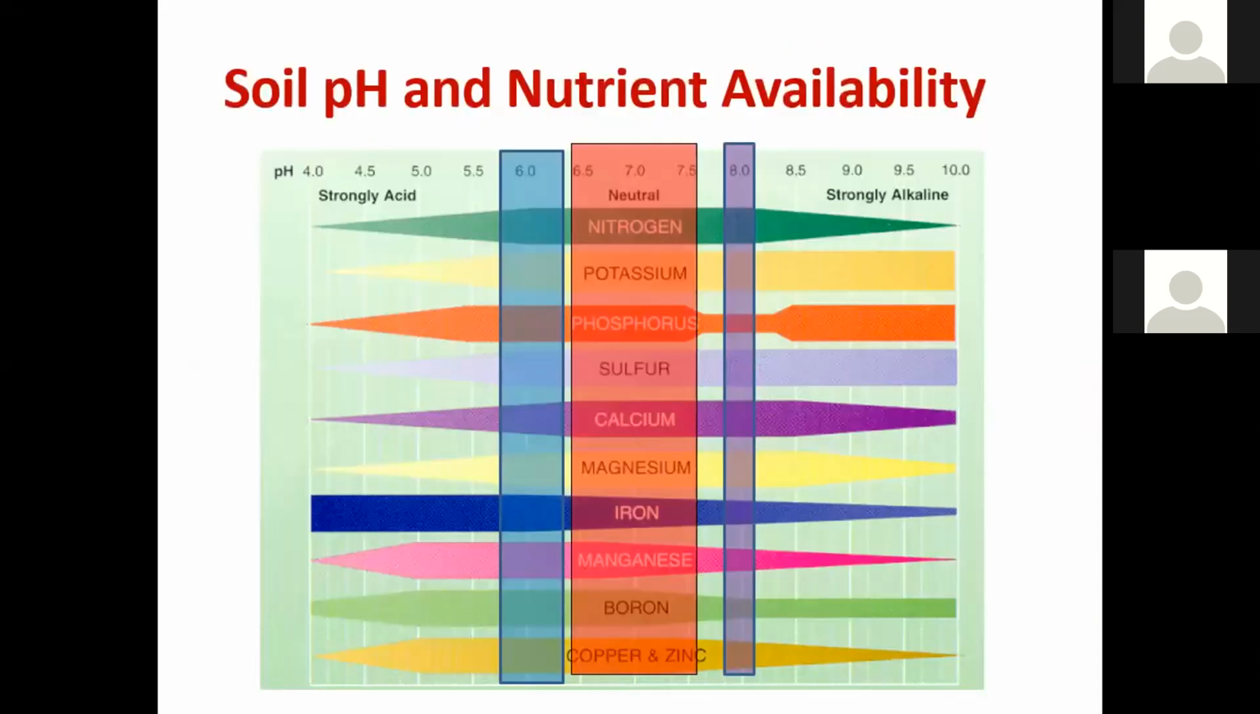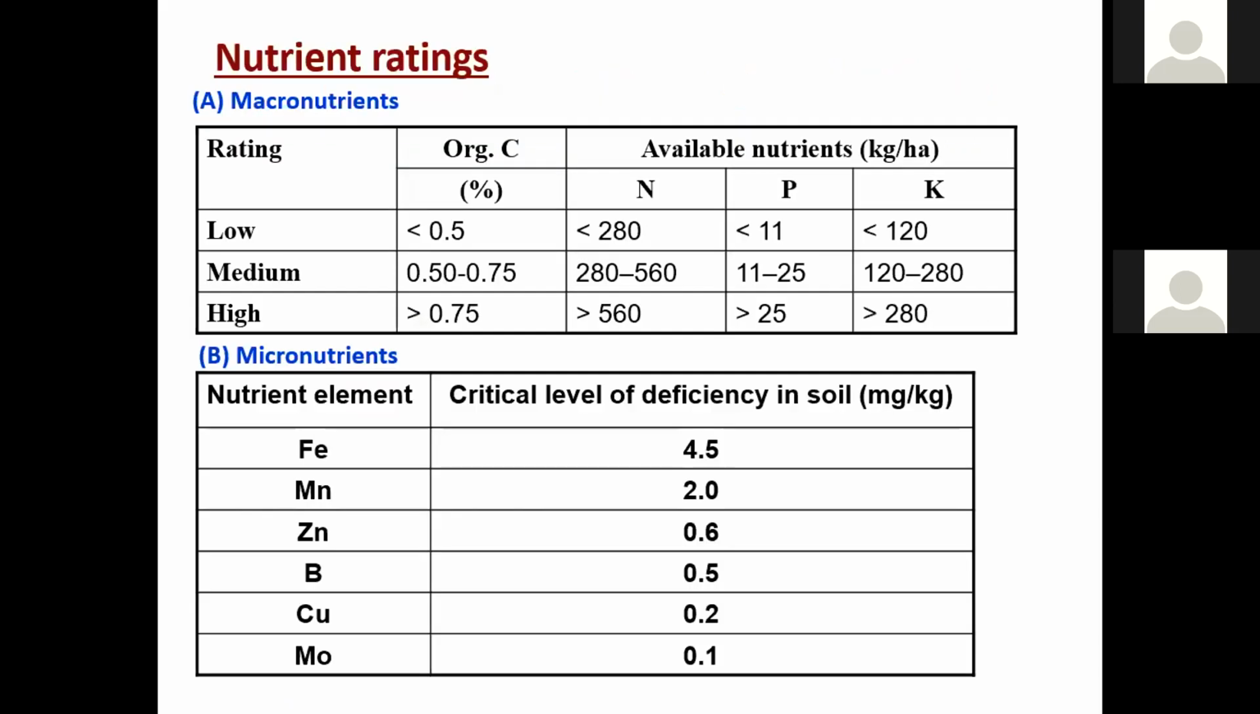Here you can see how important pH is. pH not only affects your plant growth, but even all your nutrient availability. Your optimum nutrient availability is between 6.5 to 7.5. Whenever you have less than 6 or more than 8, then definitely we have to be more conscious and go for a specific test for reclamation. These are some ratings.